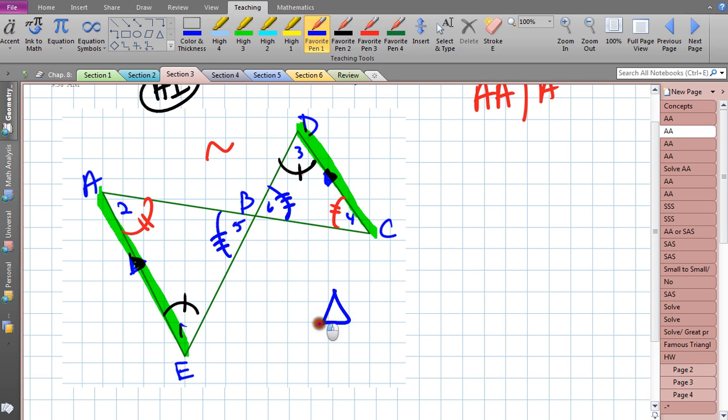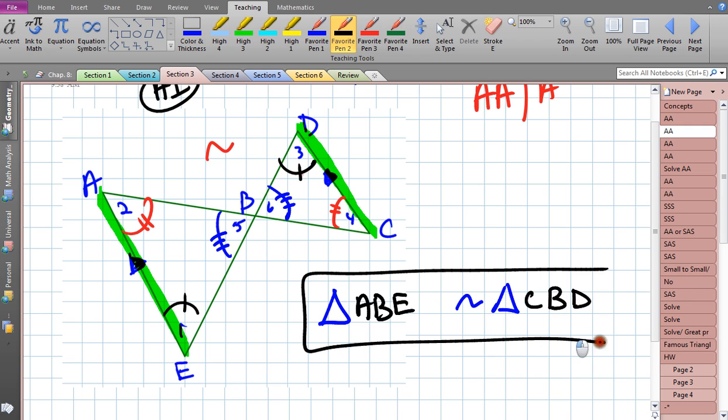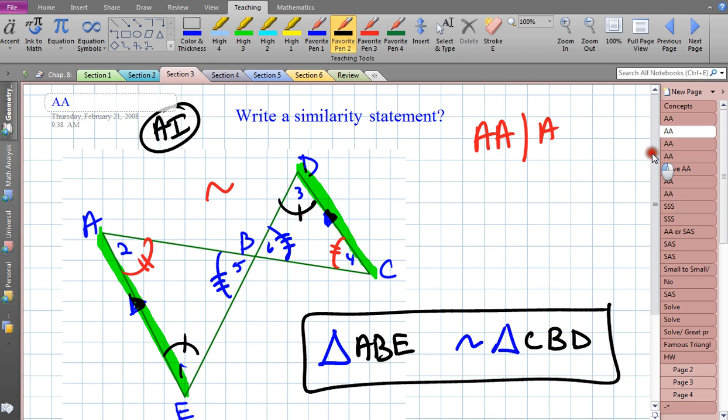So now I'm going to write a similarity statement. So how would I do that? I'm going to say A, B, E, and A matches up with C, B matches up with B, and E matches up with D. So there we go. There's just another example of getting 2 triangles to be similar because of angle. And we wrote a similarity statement.